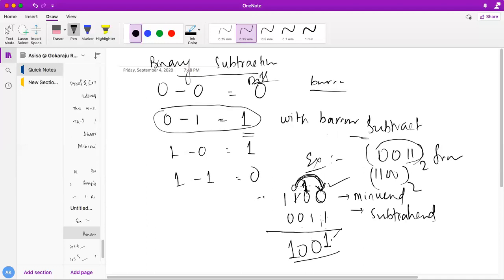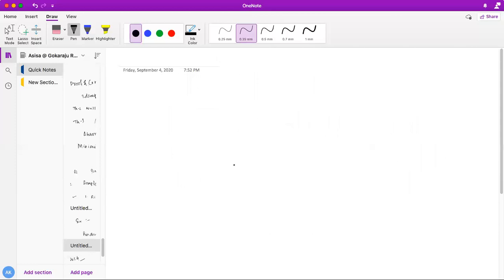You can also check the decimal number representation of it. This is 12 and this is 3, obviously we can achieve 9. Okay, this is 9. You can cross verify it. Okay, next. So this is binary subtraction, nothing else. Next one is binary multiplication.